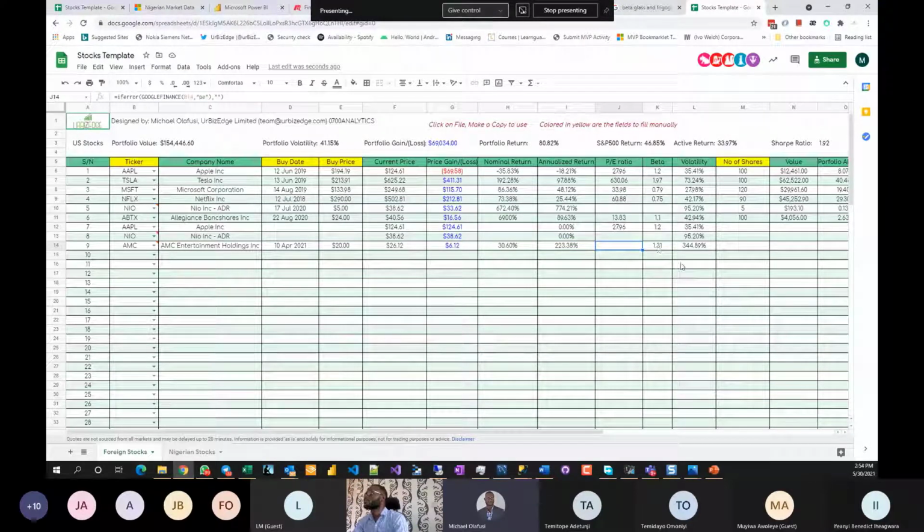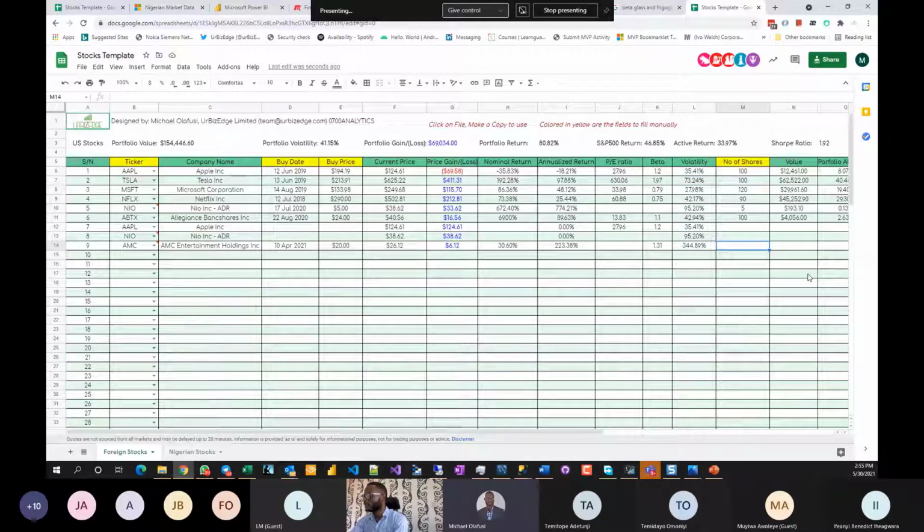Then it will show the price to earnings. This company does not have any, maybe because they are loss making. So maybe that's why this is showing as 0. It will show the beta of the company. It will show the volatility. So this is a very highly volatile company. You know, it's even more volatile than Tesla. Interesting. So you will now write how many shares you bought.